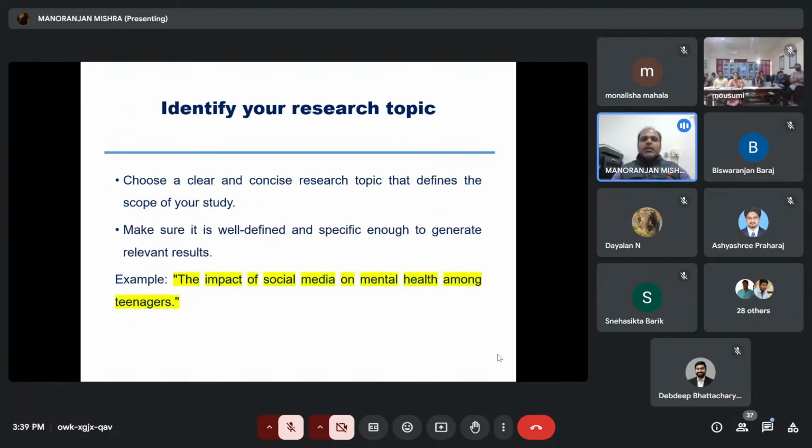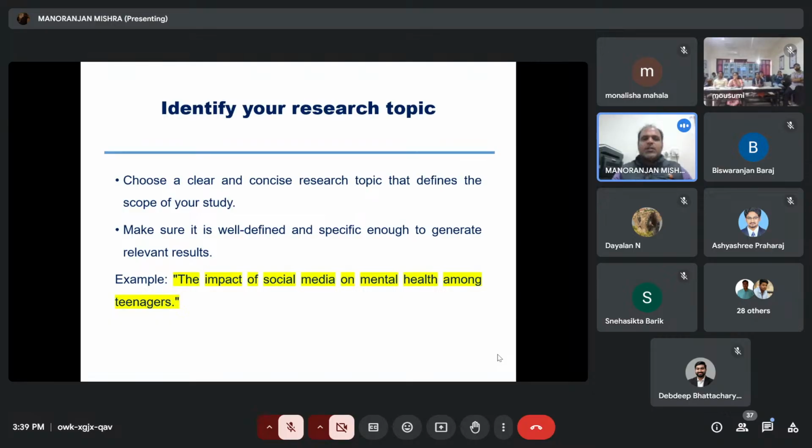Then you identify your research topic, as we have already talked, like choose a clear, concise research topic that defines the scope of your study. Make sure it is well defined, specific to generate relevant results, for example, the impact of social media on mental health among teenagers. That can be a title, you can say, of your thematic area of research.